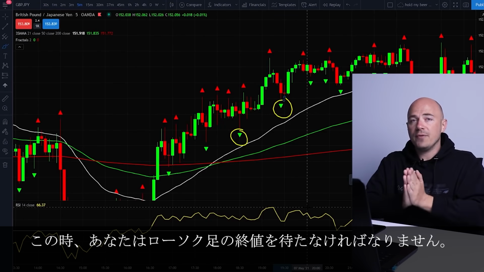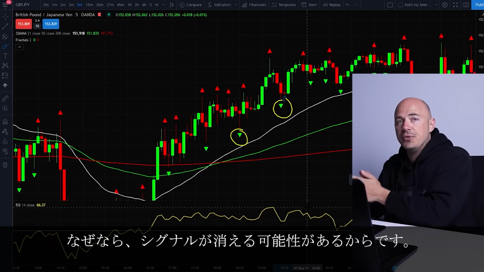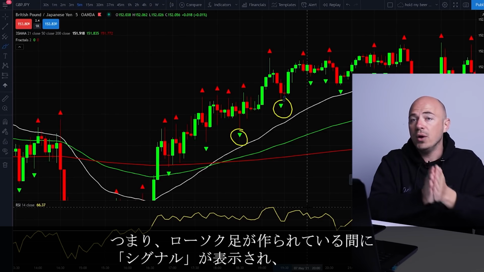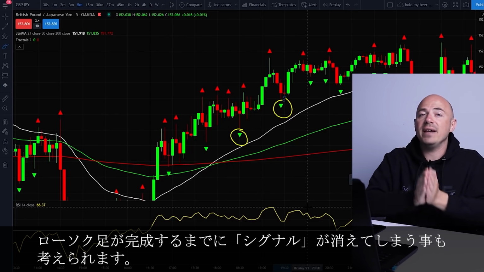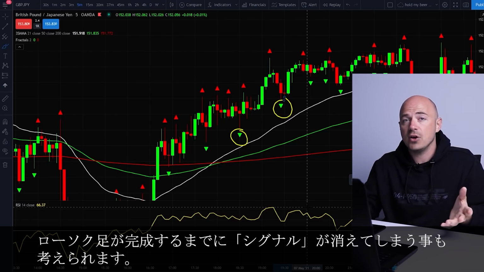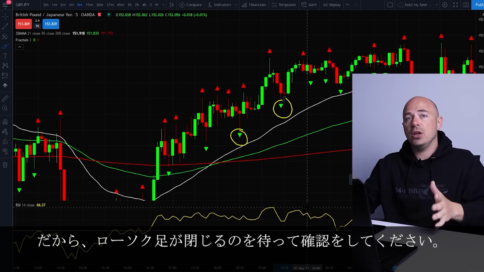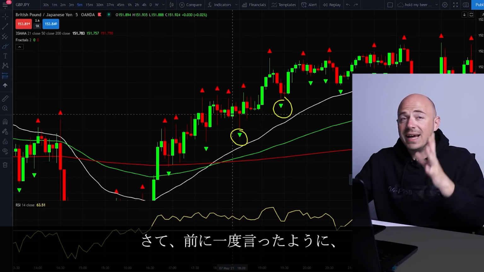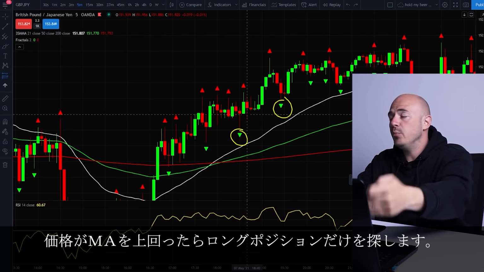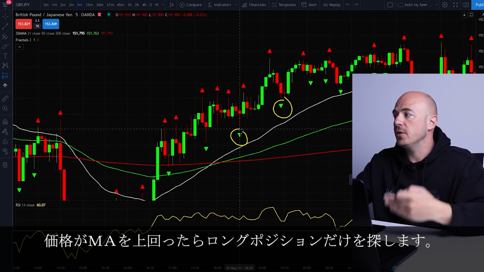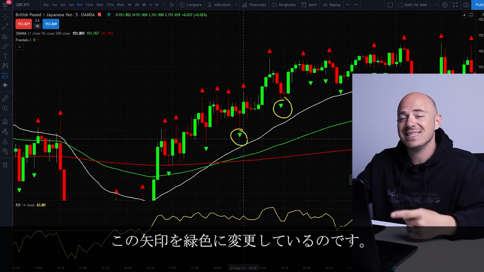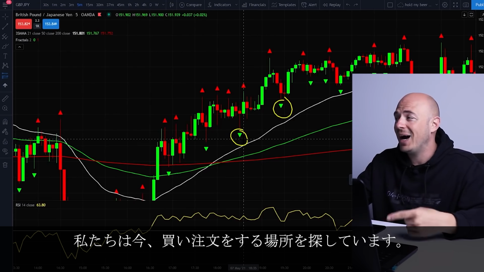Now you have to wait for the candle to close because it could repaint, meaning that it'll show up while the candle is forming, and then by the time the candle closes, it's gone away. So wait for the candle to close to get that confirmation. Now, like I said before, once we're above the moving averages, you only want to look for long positions. That's why I changed this arrow to green. We're looking for buys right now.